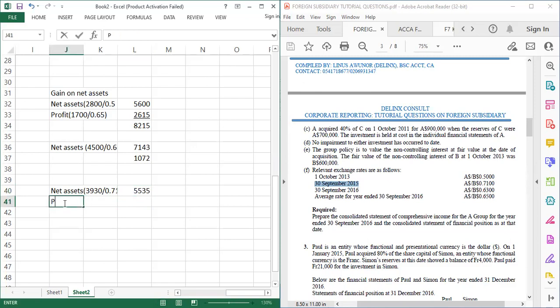It will be the profit for the year. And the profit for the year will be only this year, because we are calculating the gain or loss for this year. So the profit for the year will be for only this year, which is 570. So we have the 570 divided by the average rate, which is 0.65. How much are we going to get?